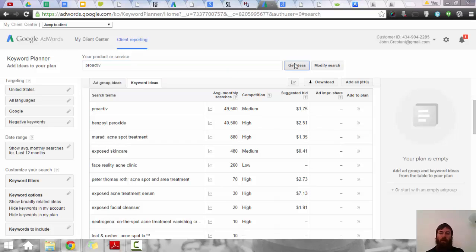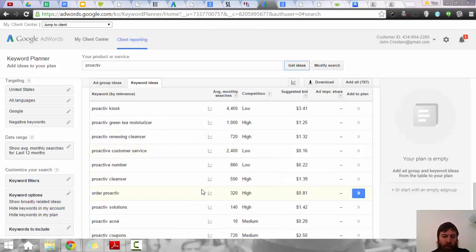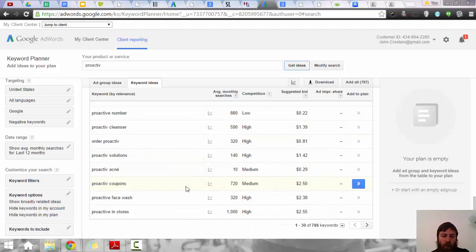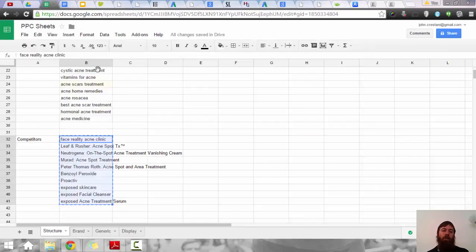Proactive, and yeah, Peter Thomas Roth. I mean, these are extremely long tail products, but what we'll see is I can probably find some nice long tail Proactive keywords here and really target those and get some solid search volume.